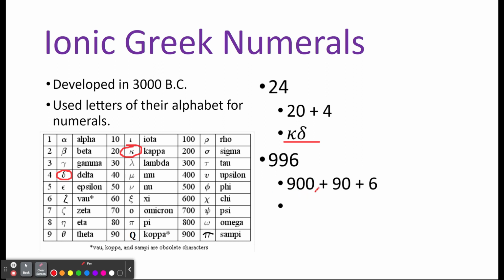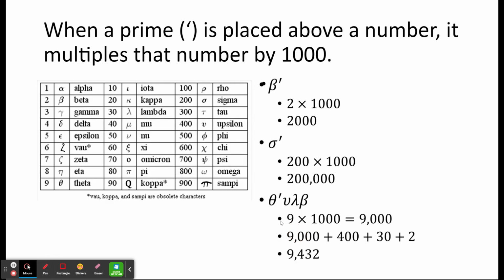996, well, 900, we need the sampi. 90, we then need the koppa. And 6, we then need the vau, which is kind of wild that those symbols are actually obsolete. And it's kind of crazy, I thought. So anyways, yeah, you would write it like this. Sampi, koppa, vau. So Ionic Greek numerals, you will have a table to help you with these as we go into future assessments of your ability to decipher these codes.